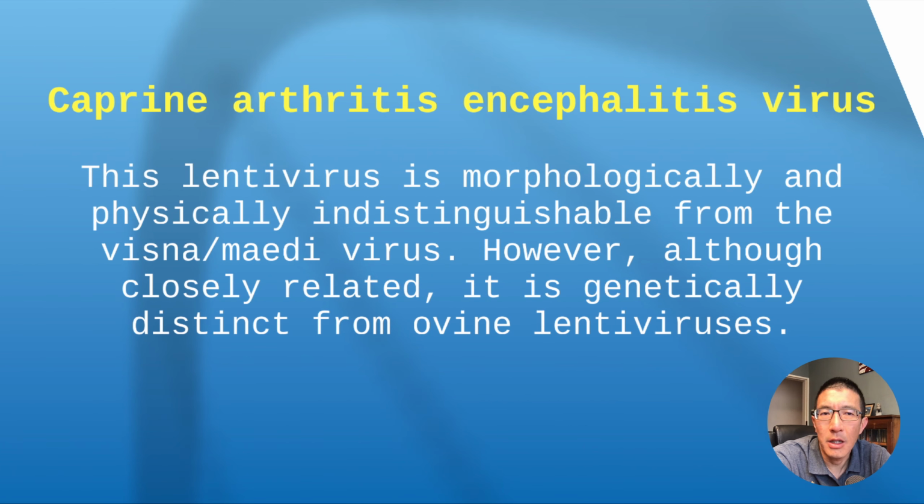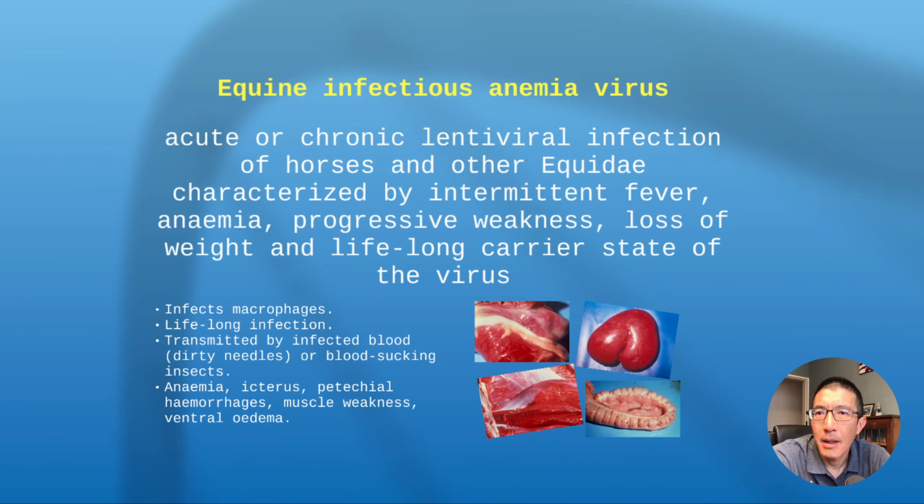A similar condition occurs in goats, but this disease is caused by caprine arthritis encephalitis virus. Equine infectious anemia virus is a retrovirus affecting horses and is not thought to occur in South Africa.